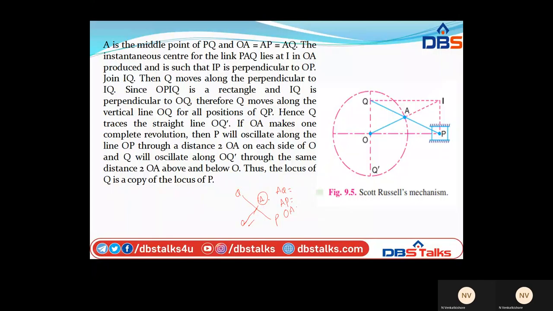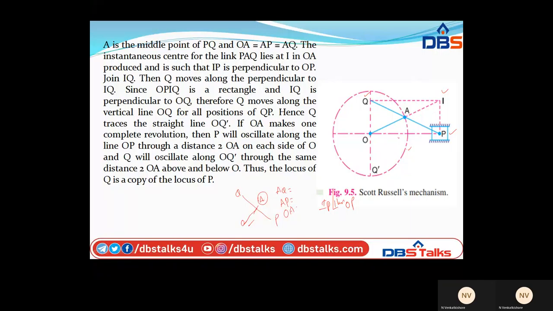The instantaneous center for the link PAQ lies at the point I on the OA extension. Here I is the instantaneous center, found by extending OA and drawing the perpendicular lines from Q and P, such that IP is perpendicular to OP. And then joining OQ, Q makes a perpendicular to IQ. So this we have already explained.